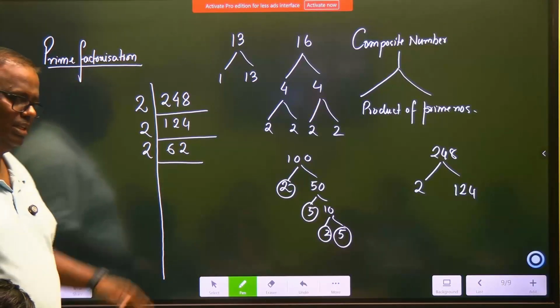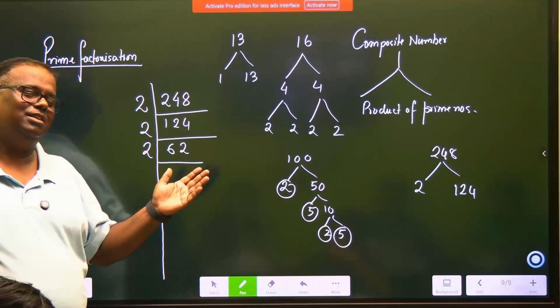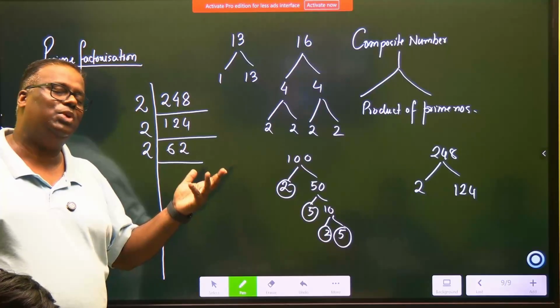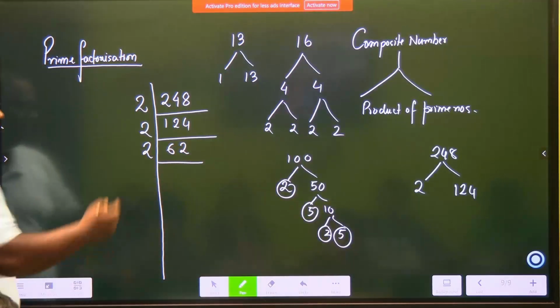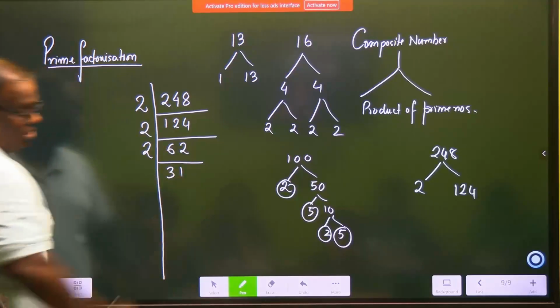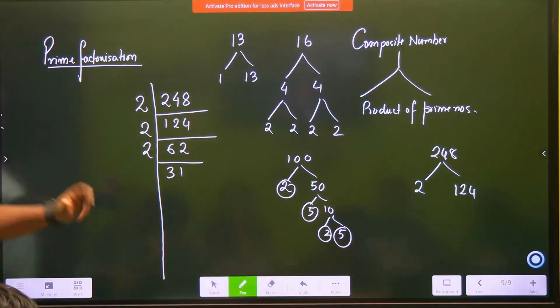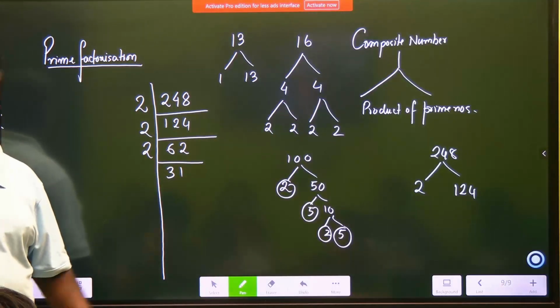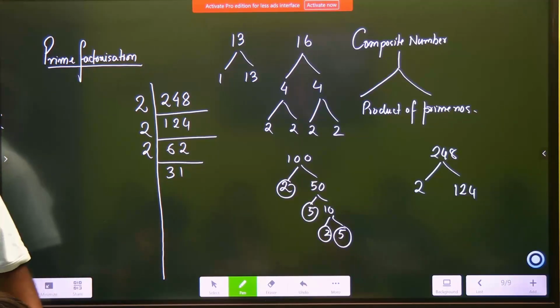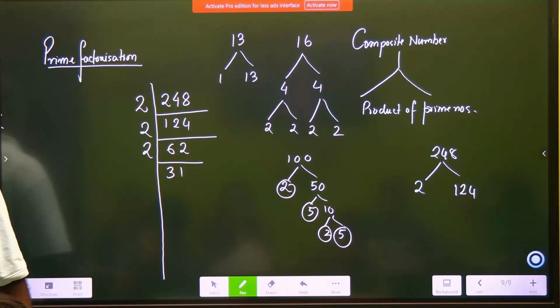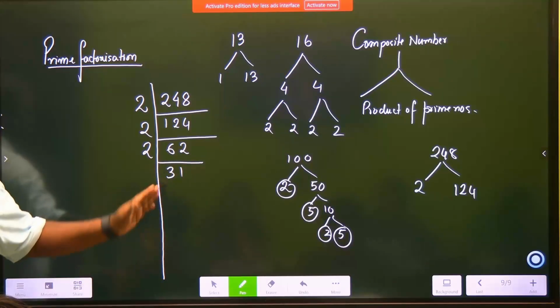Let's halve 62. What is half of 60? 30, and half of 2 is 1, so 30 plus 1. If that doesn't work, 2 3s are 6, 2 1s are 2. Now life is a little bit miserable for us. 31 has come. Now first check: 31 looks like a bit of an odd number. Is 31 a prime number? Yes, 31 is a prime number. So you have actually reached your destination.